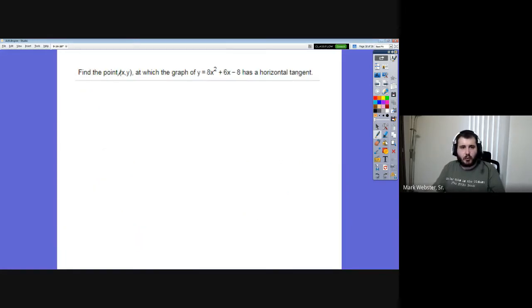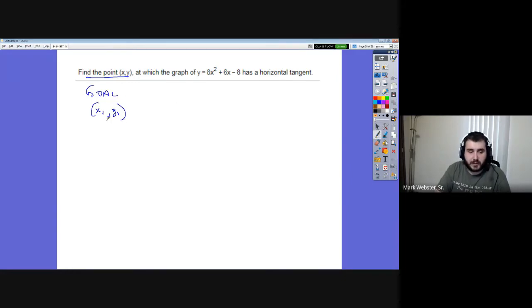Again, find the point at which this has a horizontal tangent line. Okay, so pretty much the exact same problem. Find the point. So now we're looking for our x1, y1. So our goal is to find x1, comma, y1, whatever that is.